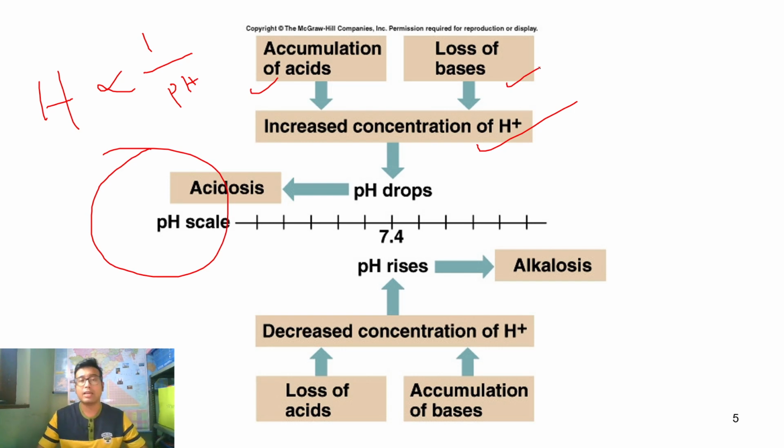However, the reverse happens during alkalosis. In alkalosis there will be a rise in pH due to lowering of H plus. How can H plus be lowered? Number one, loss of acid, or excess alkalis, or accumulation of bases. So this is the basic principle and homeostasis of acidosis and alkalosis that you need to know.